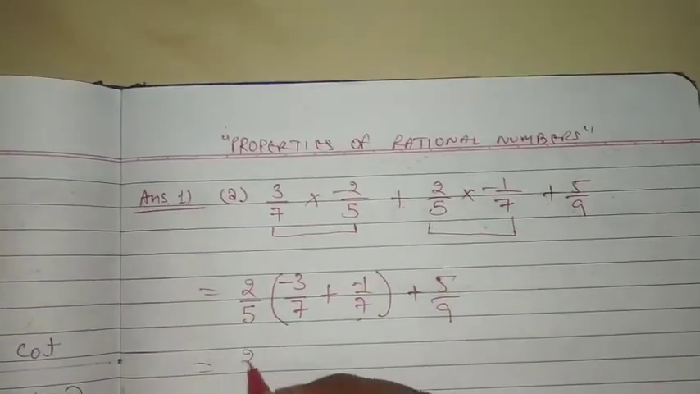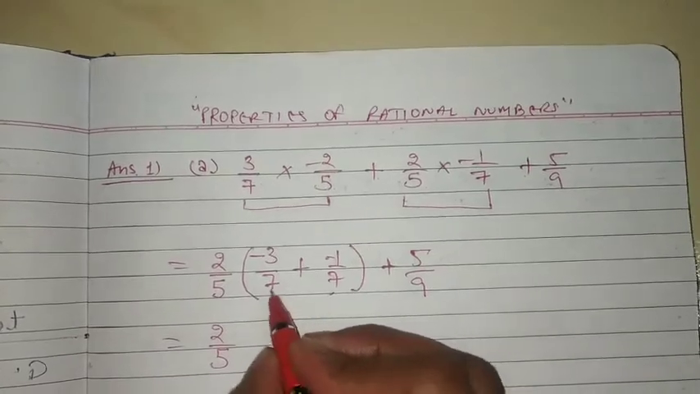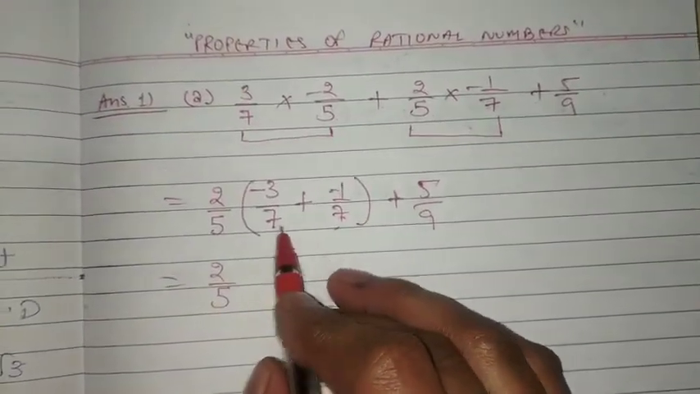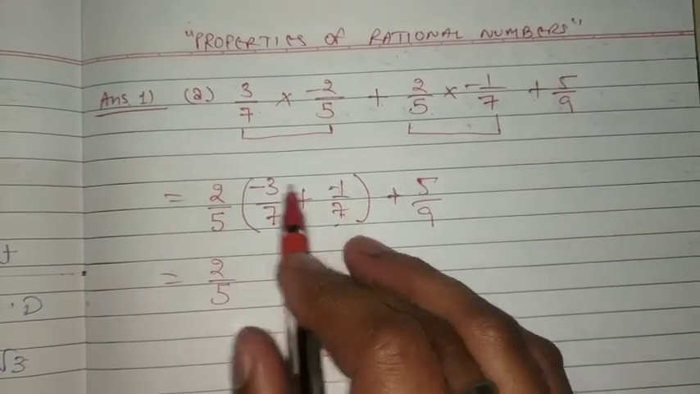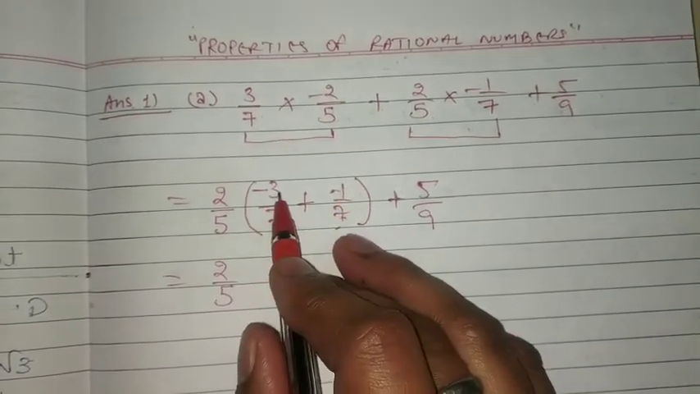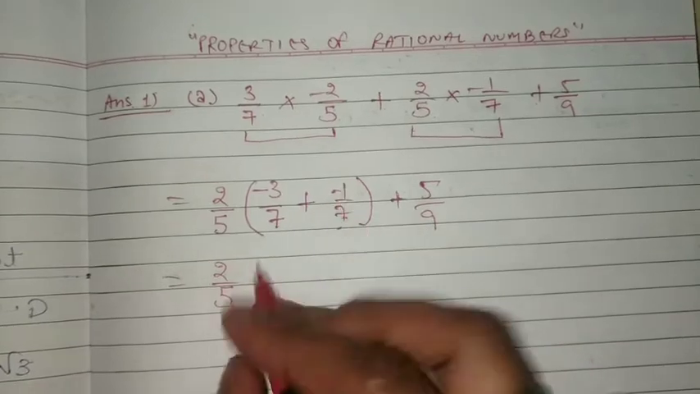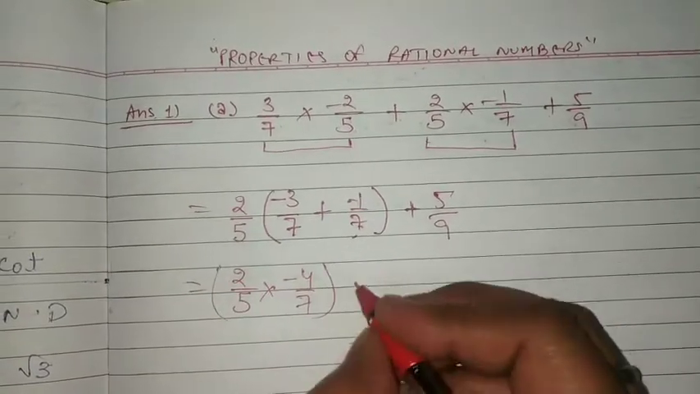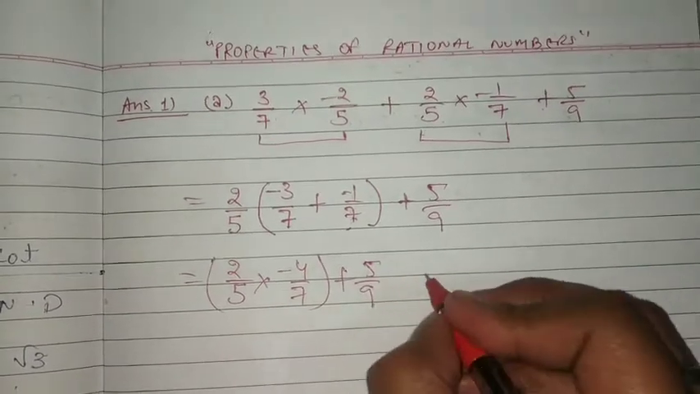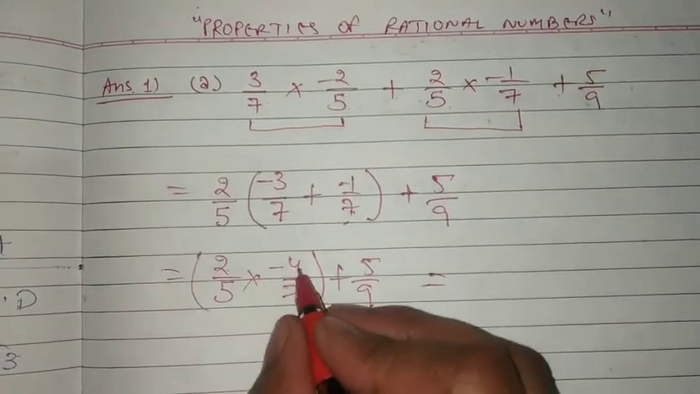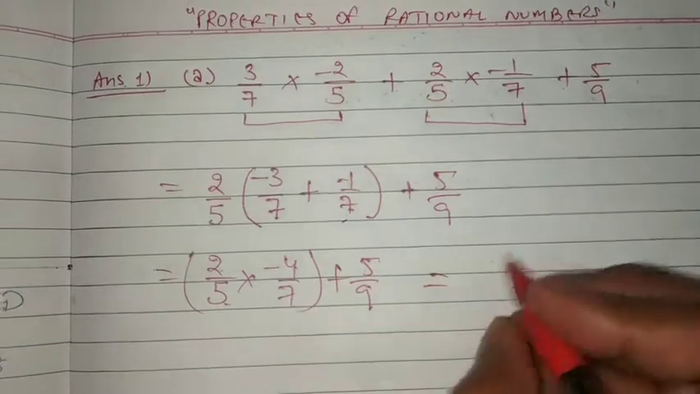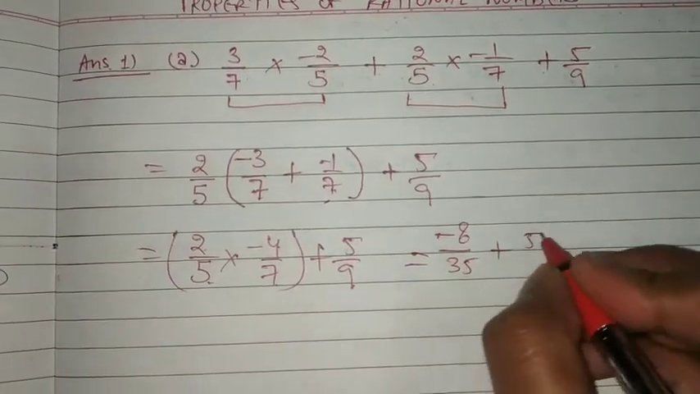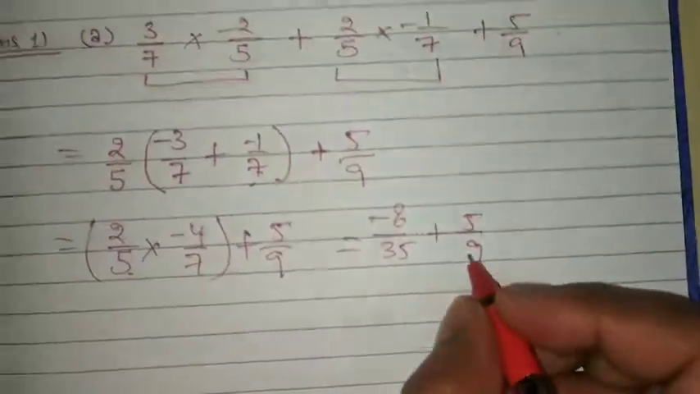Now on solving, these are like fractions, like rational numbers, because their denominators are the same. So we simply add the numerators, that is minus 3 plus minus 1, which is minus 4. So this is equal to minus 4 by 7 plus 5 by 9. Again the multiplication: multiply the numerators and multiply the denominators, so this will be equal to minus 8 by 35 plus 5 by 9. Now this is simply the addition.